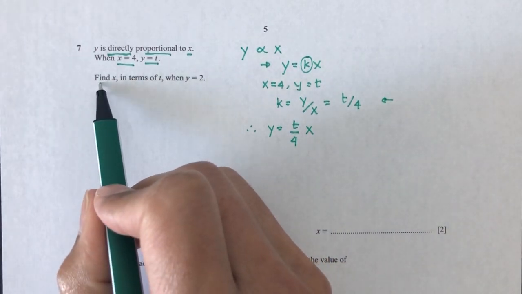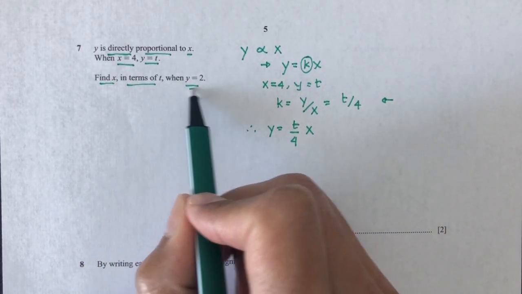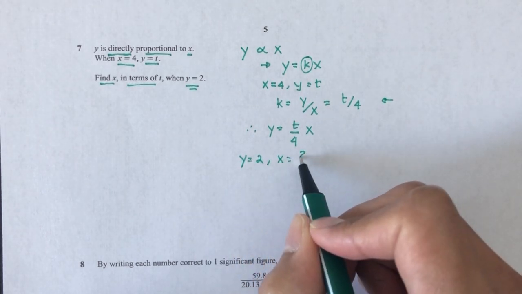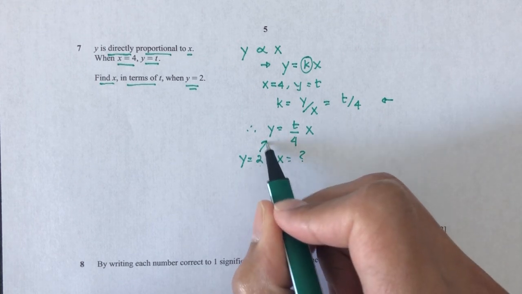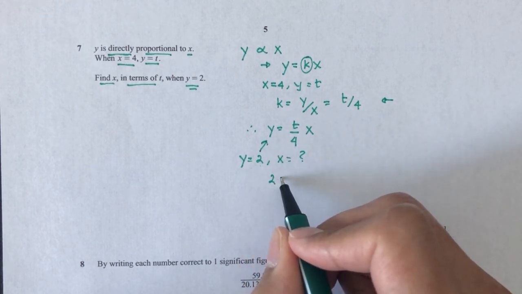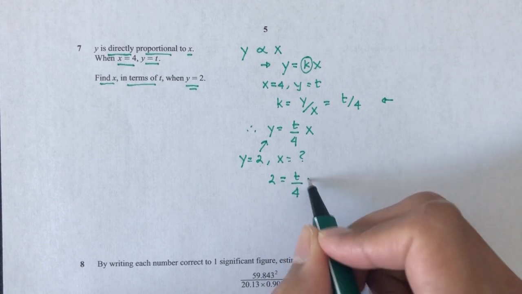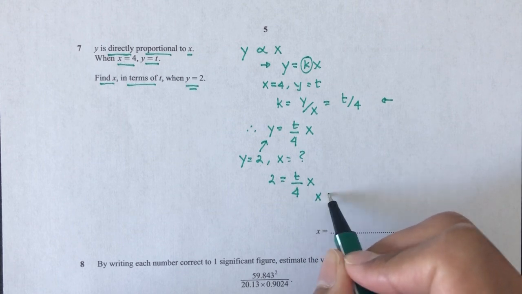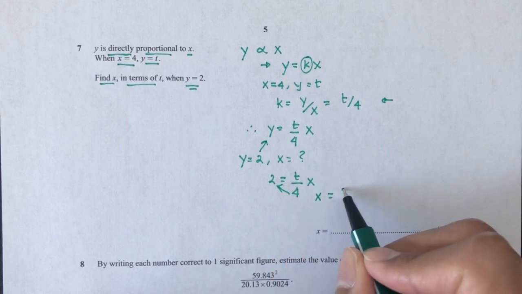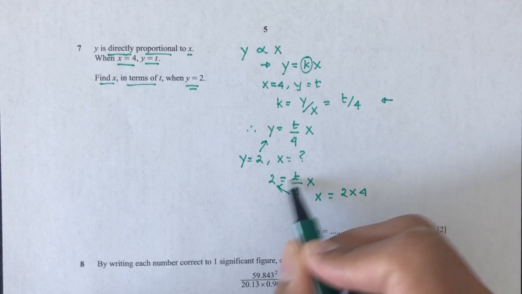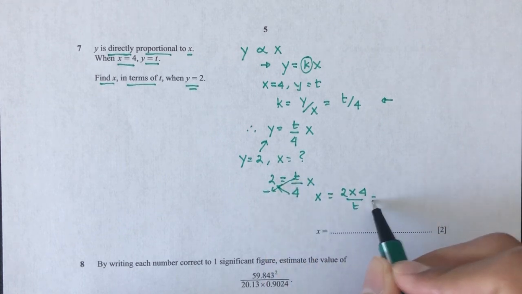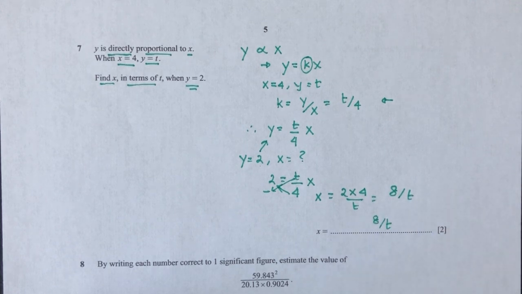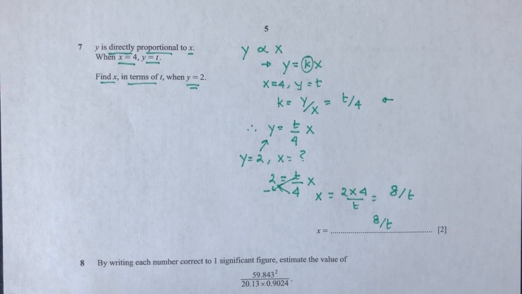So now, find x in terms of t when y equals 2. So replace y into this equation. We get 2 equals t over 4 times x. So now we have to find x. So x will be 2 times 4, and then we bring t down, it will become divided by t. It will be 8 divided by t. So the value of x will be 8 divided by t when the value of y is equal to 2.